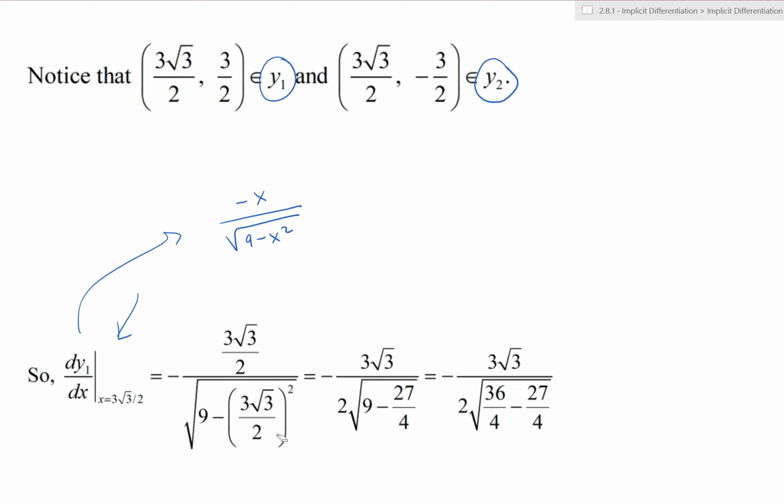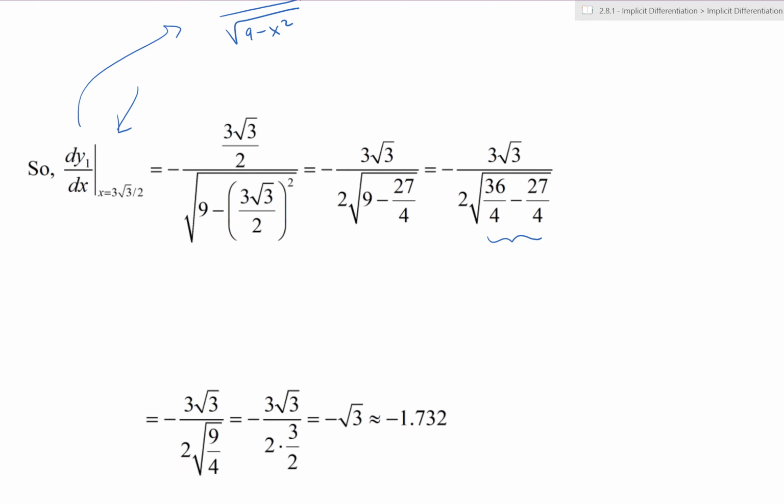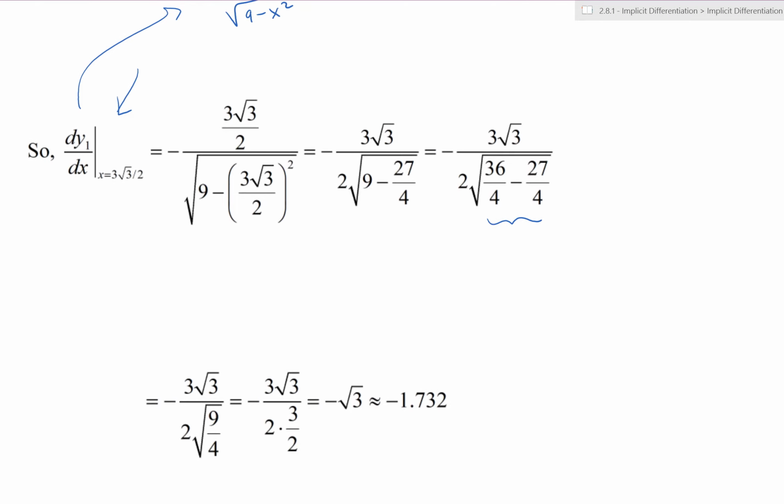And so cleaning this up a little bit, this 2 can come down here just by simple arithmetic. Square the 3 root 3 over 2, I get 27 fourths. 9 minus 27 fourths is the same as 36 fourths minus 27 fourths. And that gives me the following result: negative 3 root 3 divided by 2 times the root of 9 over 4. Root of 9 over 4 is 3 halves. These 2's cancel each other out. Then the 3's cancel each other out. And we are left with the slope at this particular value of x being negative root 3. Exactly. And approximately that's negative 1.732.